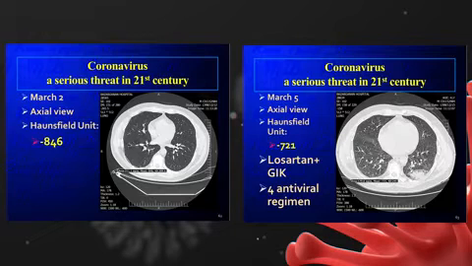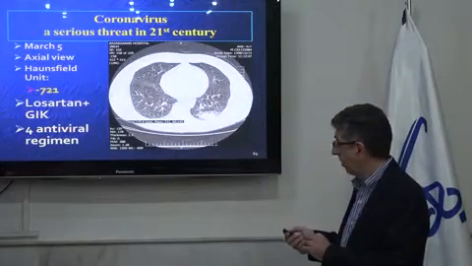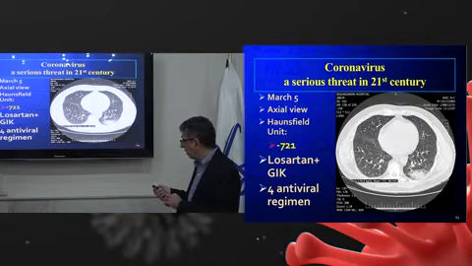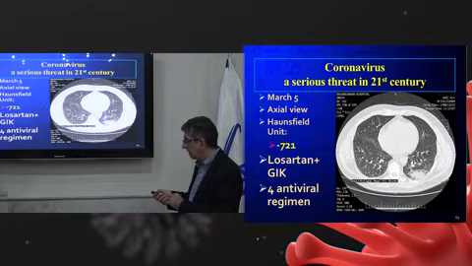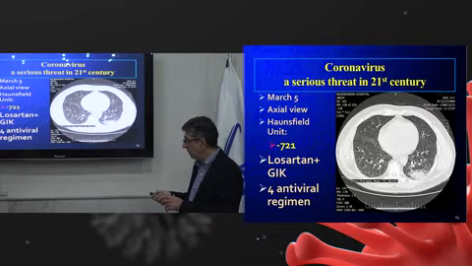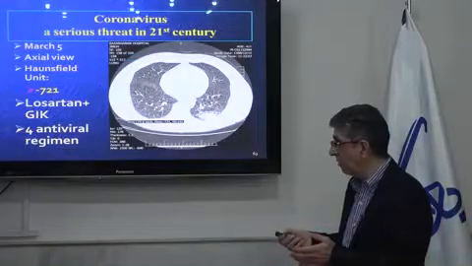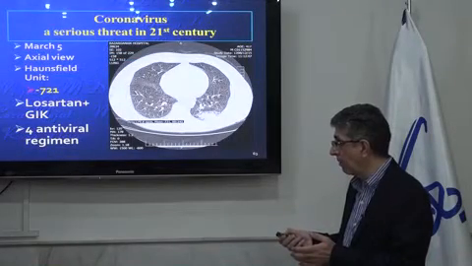Here you can see the opacity of the right lung has increased, and you can see the lesion in the left lung. The mean Hounsfield is minus 721. We started losartan plus glucose, insulin, potassium for the patient in association with the 4 antiviral drug regimen, as in the national protocol in Iran. But we just added losartan and GIK to this patient.